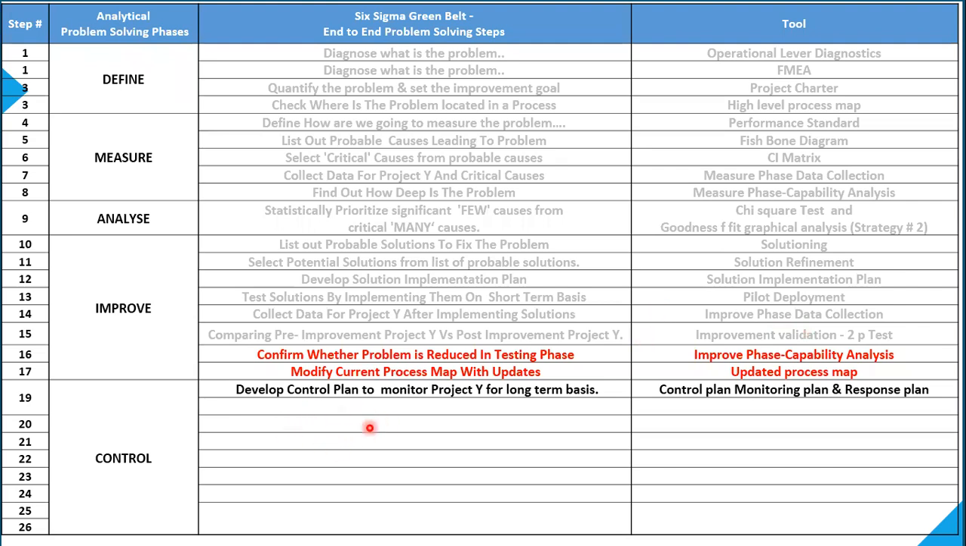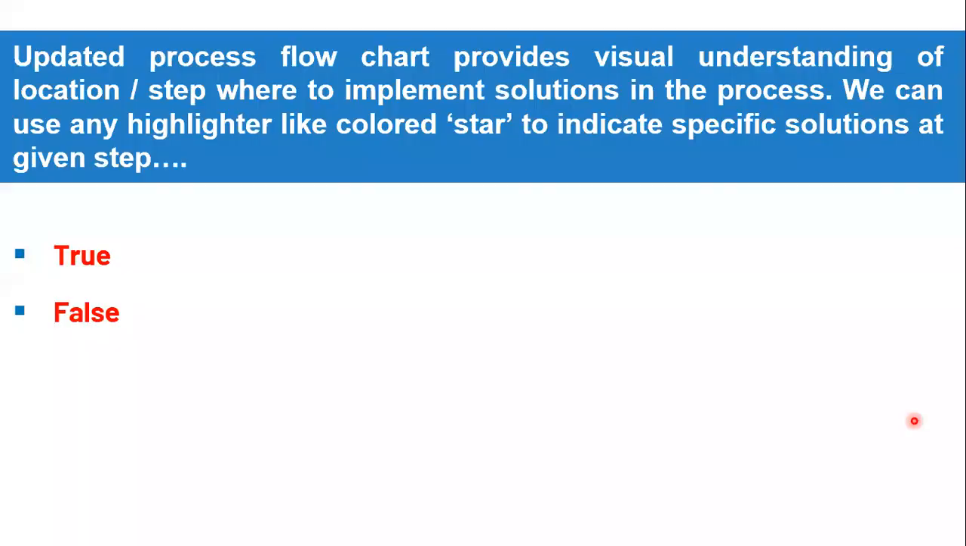In the next upcoming video, we're going to start with the control phase, and the very first step of the control phase which we are going to look into is developing a control plan to monitor the project on a long-term basis. So the tool or template would be the control plan, monitoring plan, and response plan. That's what we're going to look into in the next video.